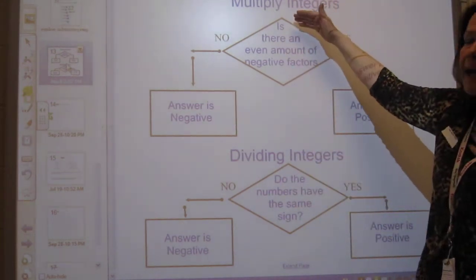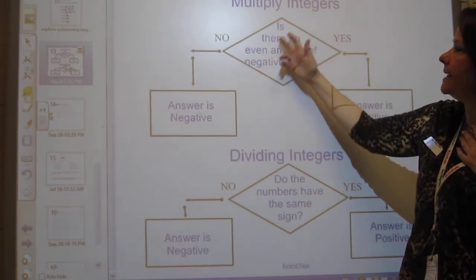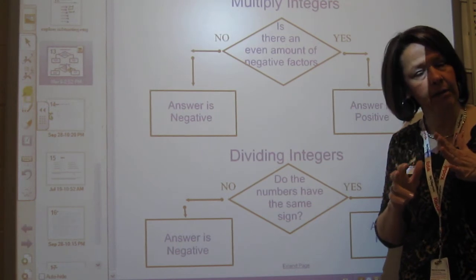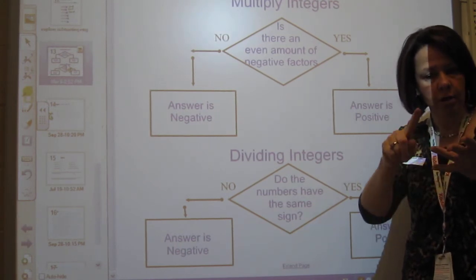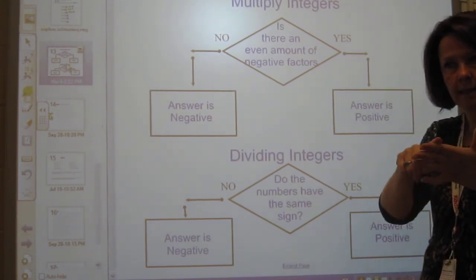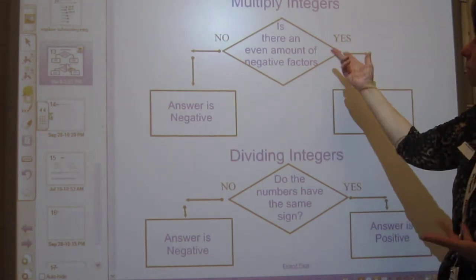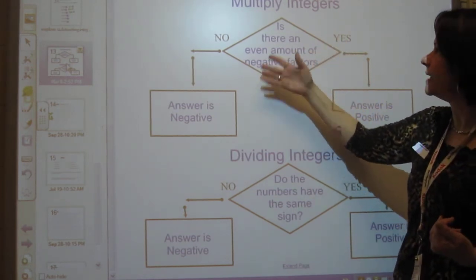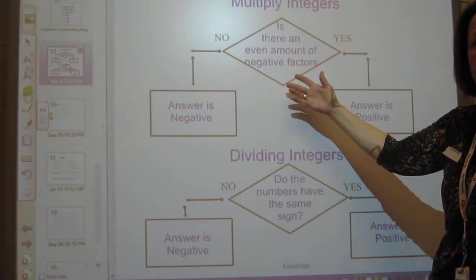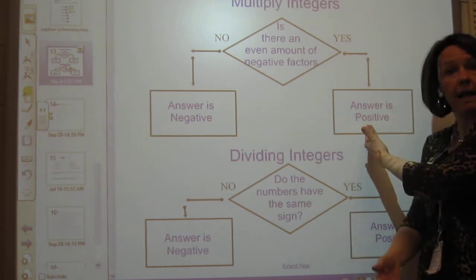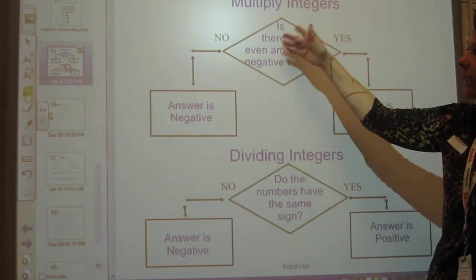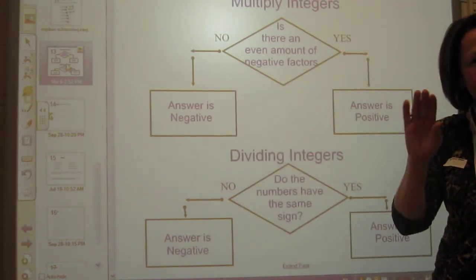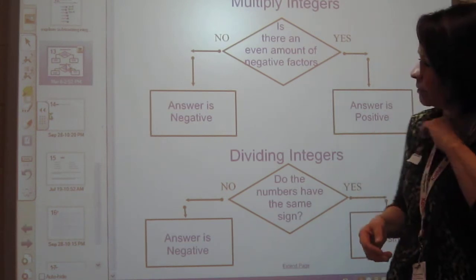So, for multiplying integers, you just simply say, is there an even amount of negative factors? An even amount. Even means 0, 2, 4, 6, 8, whatever. That's even numbers. Is there an even amount of negative factors? If the answer is yes, multiplying, the answer is positive. If the answer is no, multiplying, the answer is negative. It's that easy. Just have to remember and keep it separate from your addition rules.